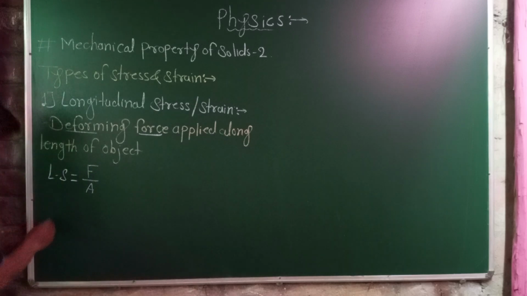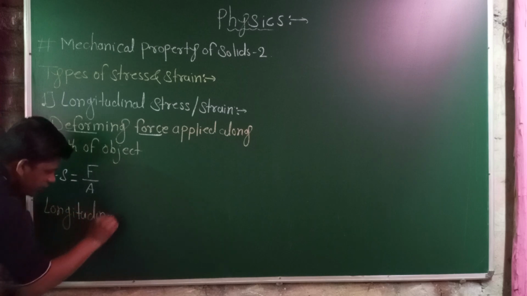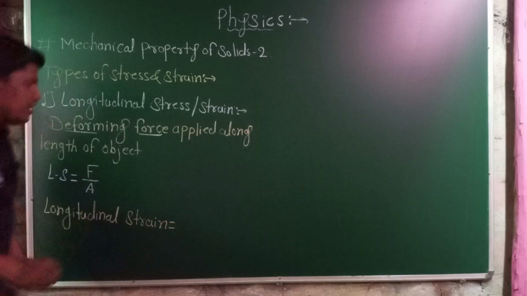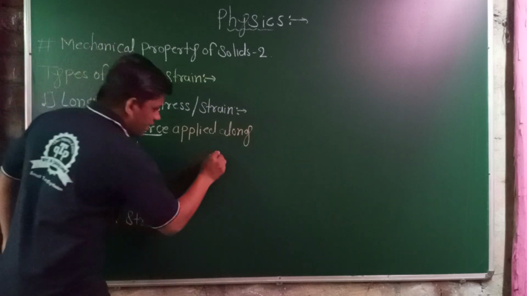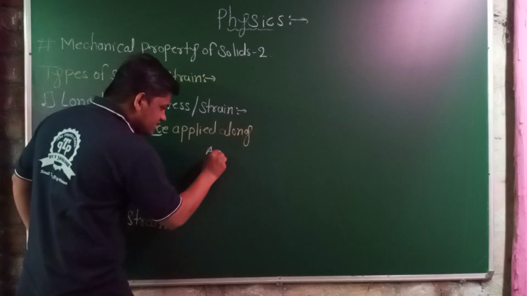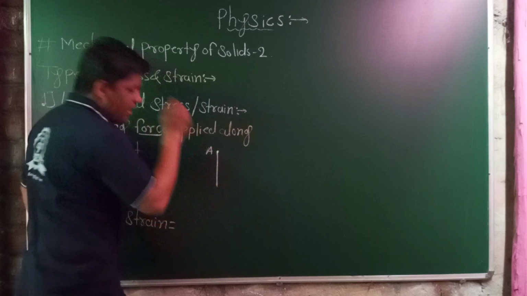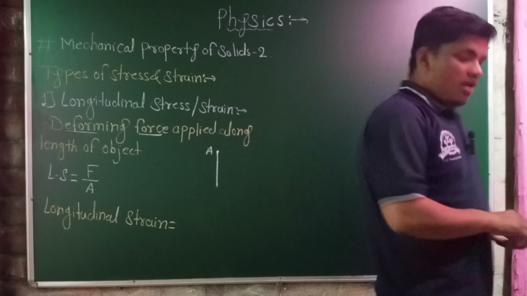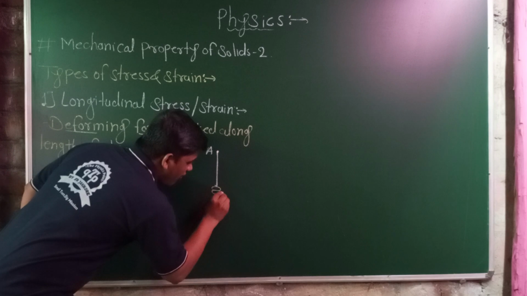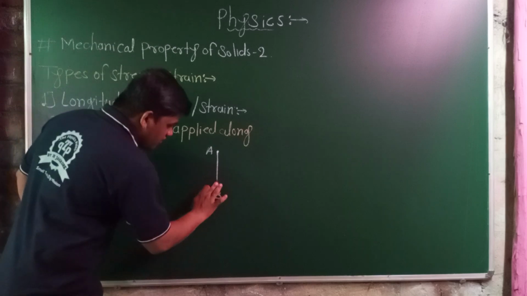Then what is the longitudinal strain? Before discussing the longitudinal strain, I will draw a diagram here. This is a point A, a rigid point, and a string or a rubber band or a thread is suspended at point A. Now I will apply a certain weight on that string. After applying the weight, consider this the original length.